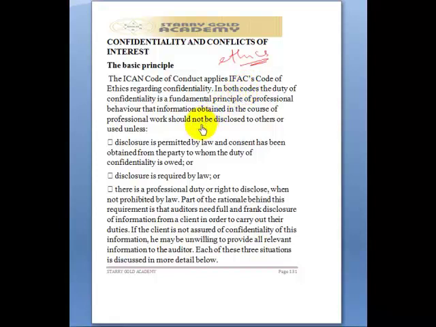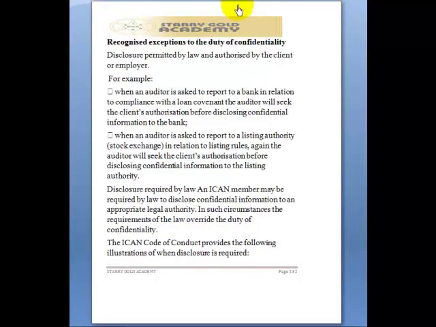Information obtained in the course of professional work should not be disclosed to others or used unless disclosure is permitted by law and consent has been obtained from the party to whom the duty of confidentiality is owed, or disclosure is required by law, or there is a professional duty or right to disclose when not prohibited by law. So that is it. You cannot just disclose unless there is a requirement by law, or you have a professional duty to disclose, like the case of money laundering, like we mentioned.